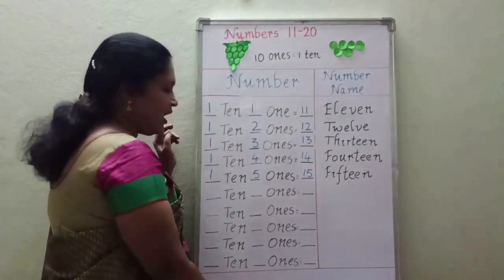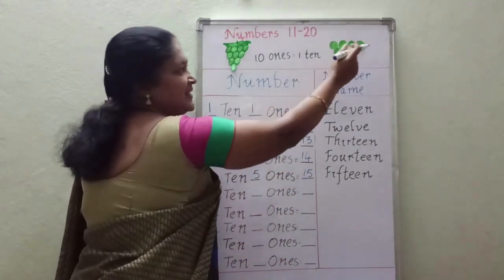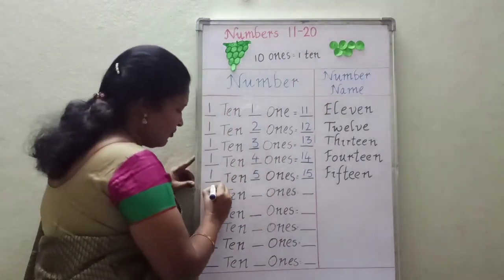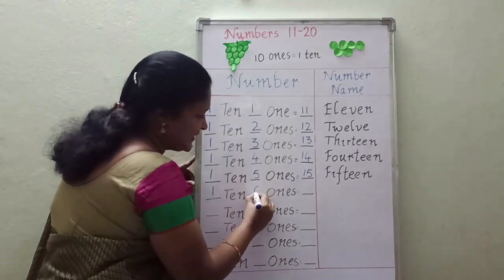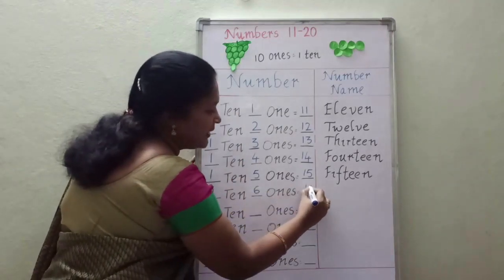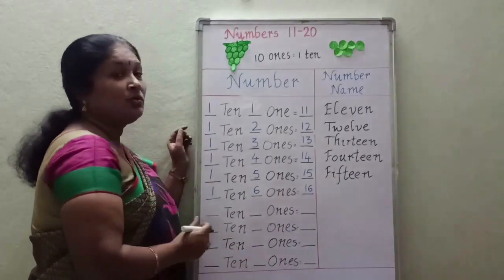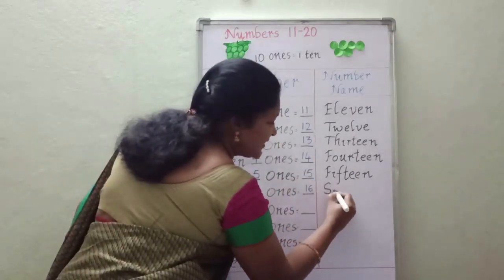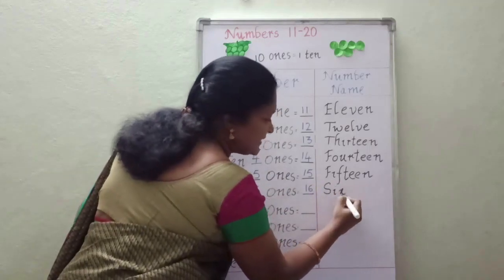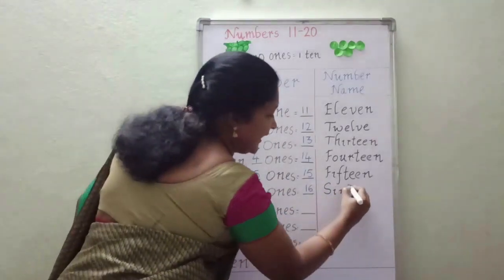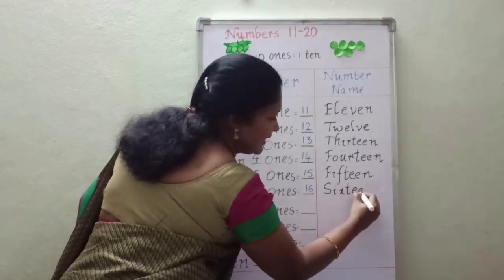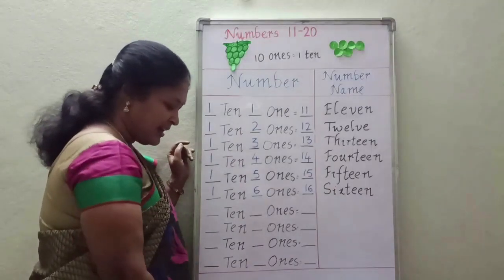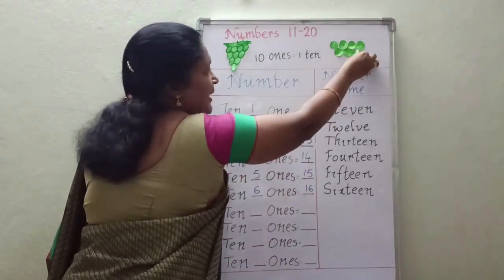Now, one more. So now, how many are there, children, here? How many ones are there? 6 ones are there. How many tens are there? 1 ten and 6 ones. It becomes 16. What is the spelling of 16? So first you should write 6 spelling. S-I-X, 6. Teen. T-E-E-N, teen. 16.